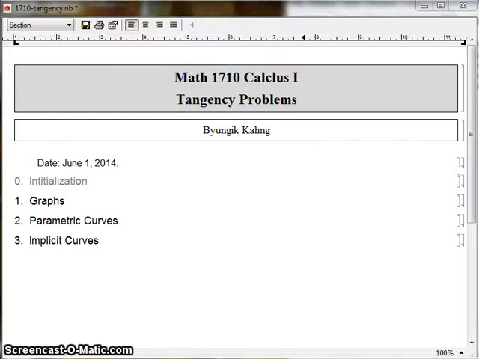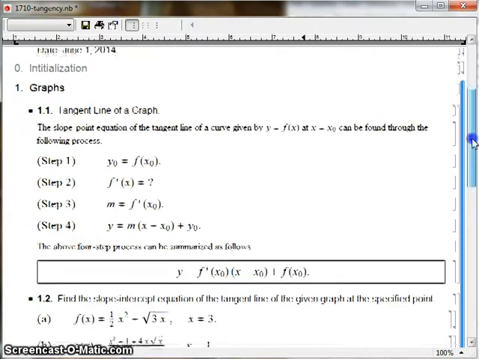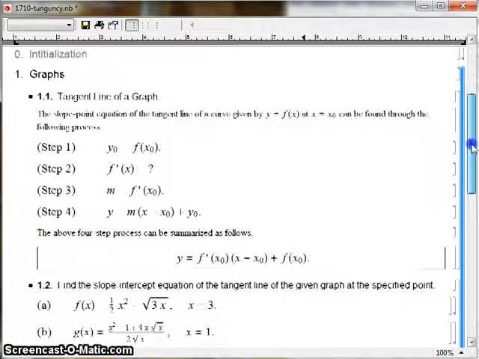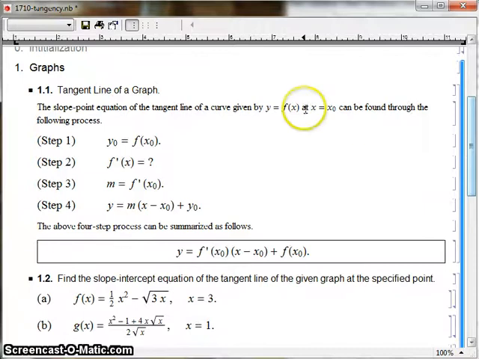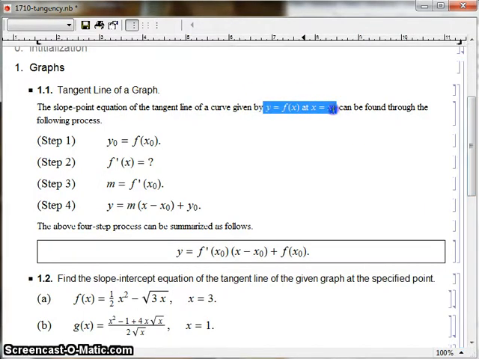In this lesson, we will go over three types of tangency problems. The first is the most standard and the simplest case. When a curve is given by a graph of a function, the typical problem looks kind of like this. When a curve is given by a graph of a function y equals f of x at specified x-coordinate value x equals x naught, we can find out the equation of the tangent line using this step-by-step process.